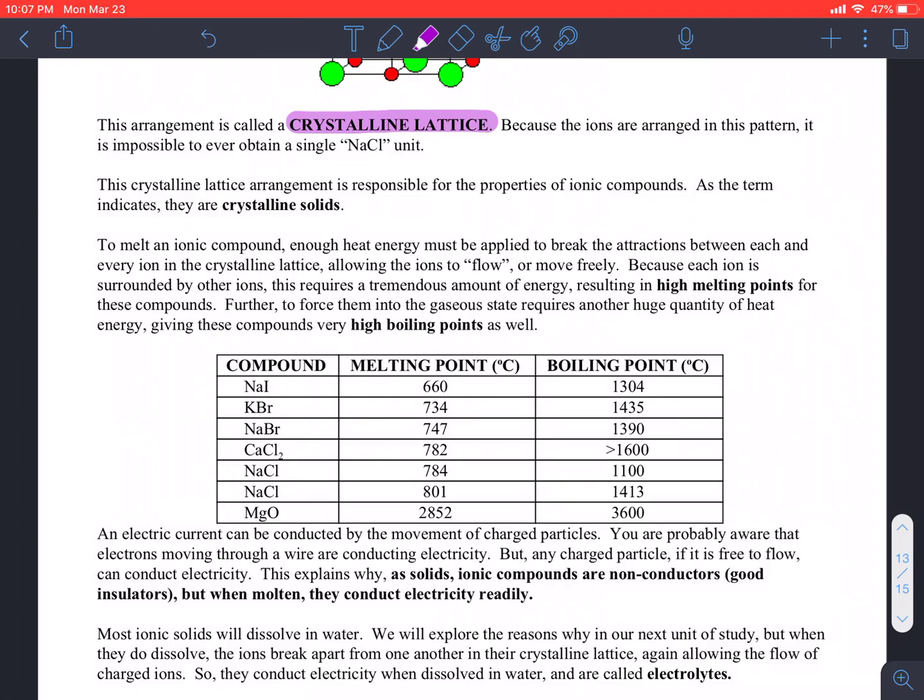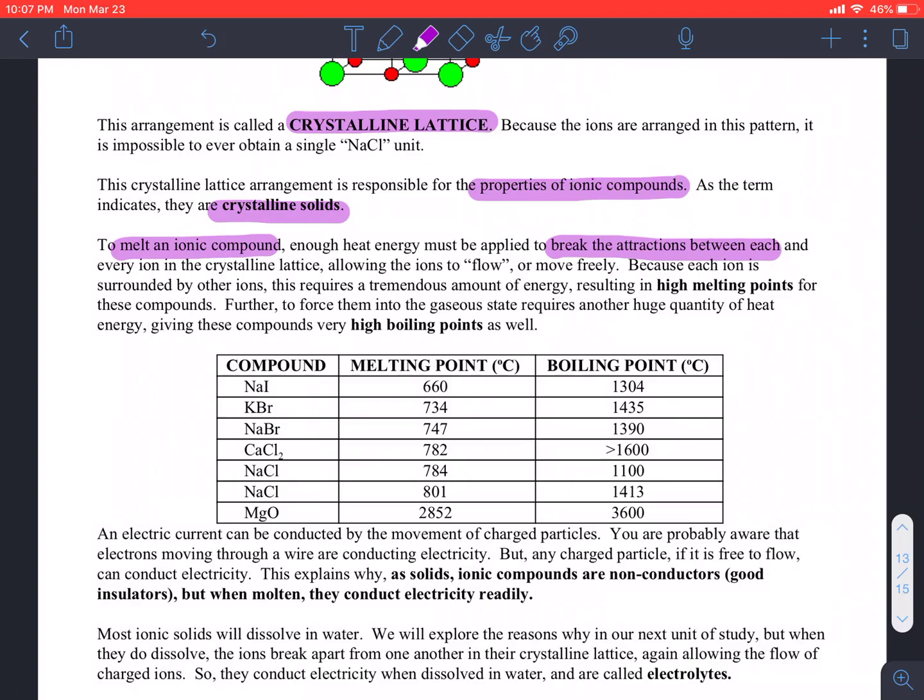Okay, the crystalline lattice arrangement is responsible for the properties of ionic compounds, and so as the term indicates, they are crystalline solids. Think about table salt, right? You put some in your hand, it is a crystalline structure. It looks like a crystal. A lot of that has to do with the geometric arrangement of its ions. Okay, so to melt an ionic compound, enough heat energy must be applied to break the attraction between each and every ion in the crystalline lattice, allowing the ions to flow or move freely.